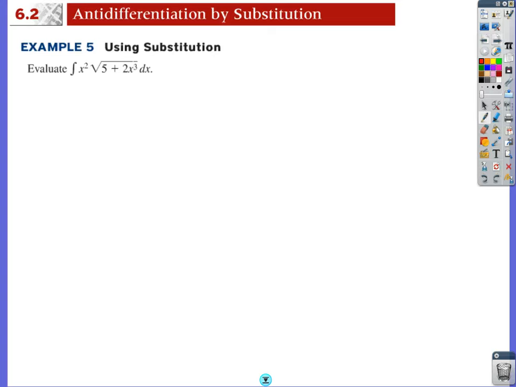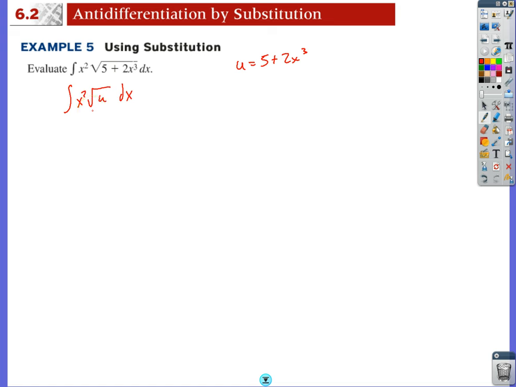Because what I notice here is, again, you have to know what's going to happen. If I say u is equal to 5 plus 2x cubed, and I go in and substitute right away, I have now the integral of x squared square root of u dx. Again, my differential does not match up with all the variables in here.